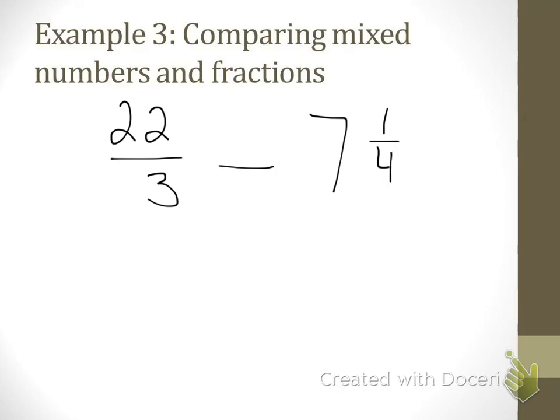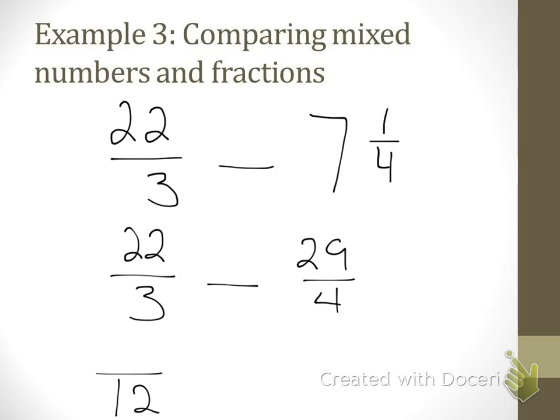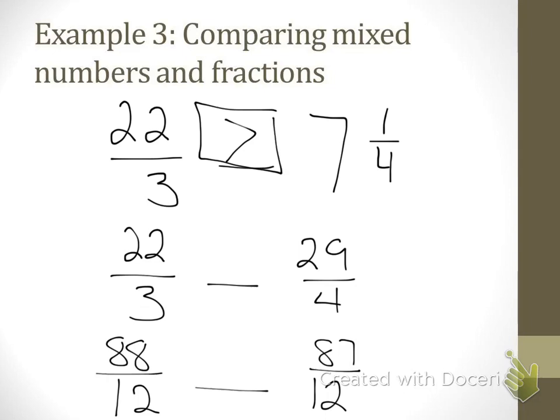Okay, so when you converted 7 1/4, what did you get? 29 over 4. Very good. And what was your LCD? 12, very good. So what was your new numerator for 22 over 3? 88 over 12. And for 29 over 4? 87 over 12. Okay, so it's close, but which one's bigger in your original? 22 over 3. It should be a greater than sign. Okay, who got that right? All right, awesome, good job.